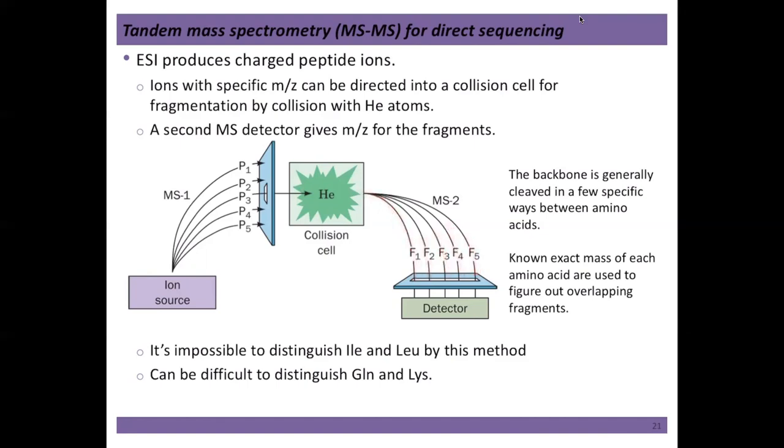Well, we know the mass of each amino acid residue. And so what we could do is actually figure out the difference between here and here, and that will tell us what amino acid we lost in that fragmentation.